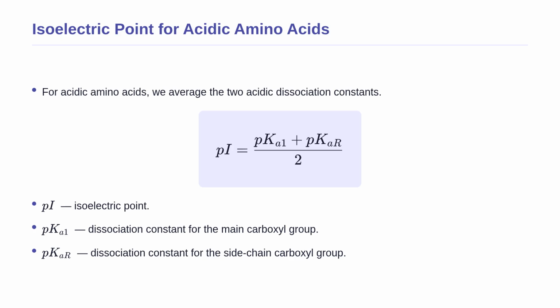The term pI is still our isoelectric point. The term pKa1 remains the dissociation constant for the main carboxyl group. However, the second term is now pKaR, which represents the dissociation constant for the side chain carboxyl group. By averaging just these 2 acidic constants, we ensure we are looking at the correct chemical transition window, where the net charge shifts from positive to neutral to negative.